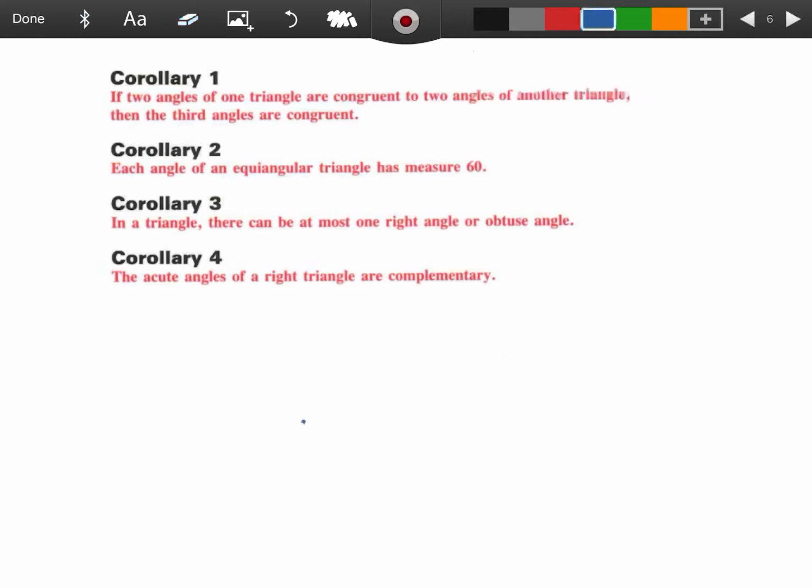And then the last one, the acute angles of a right triangle are complementary. Well, if they add up to 180, and this is a right angle, a 90-degree angle, that means the other two have to add up to 90, making them complementary. So those 2 angles are complementary.